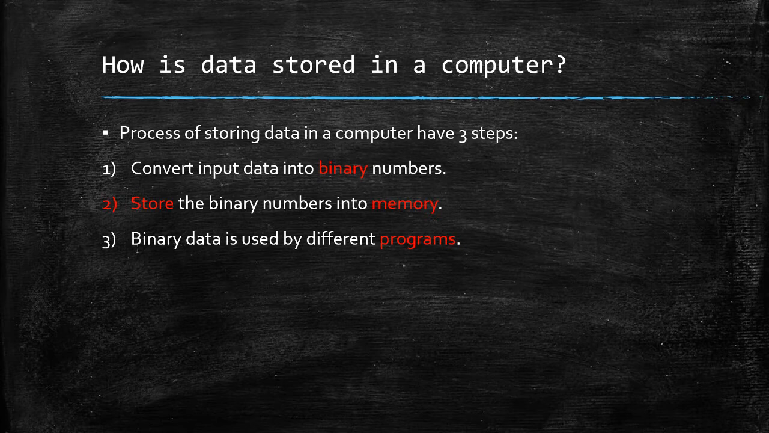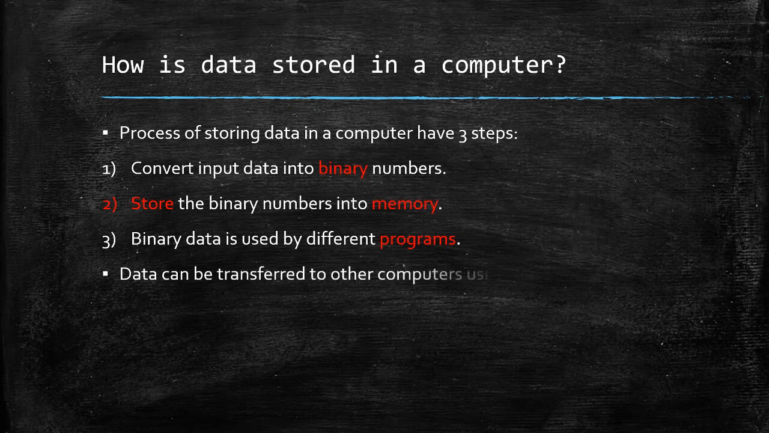And this data can be transferred to other computers, using external storage devices like pen drives and all. Okay, so the process of storing data in a computer has three steps. Just now we saw the three steps, and we will see what binary numbers are.